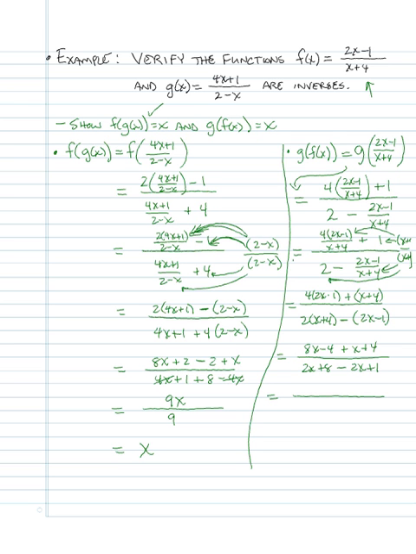And then as we look on top, the minus 4 and the plus 4 go out, so we're left with a 9x. In the bottom, the 2x and the minus 2x go out, and we're left with 8 plus 1, or 9. And once again, this simplifies to simply an x, doesn't it? So we've shown the second condition is true, and now we know for sure that the function f and the function g are inverses.